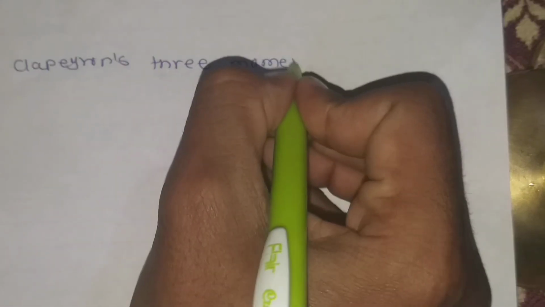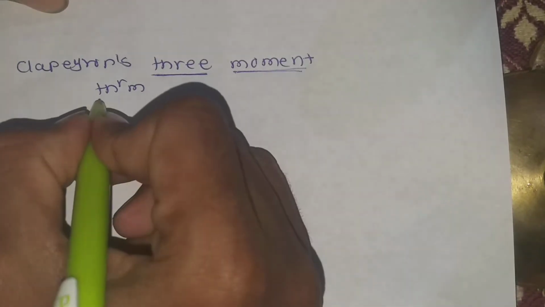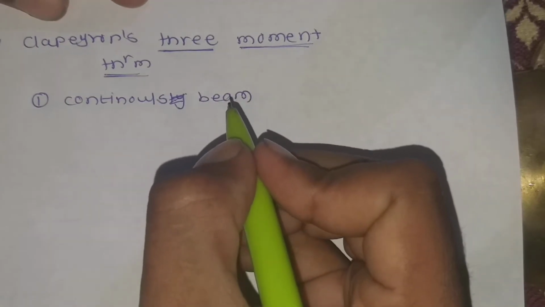So today we are going to learn Clapeyron's three moment theorem. Basically, if we talk about the basic concept of the three moment theorem, first we consider the beam is continuous. We consider the beam is continuous.